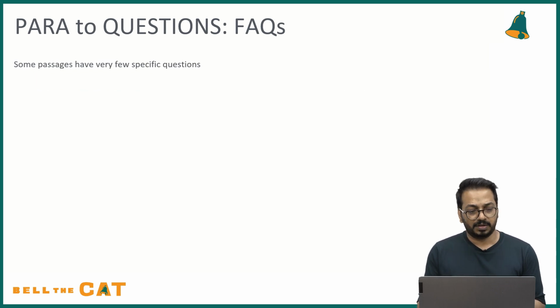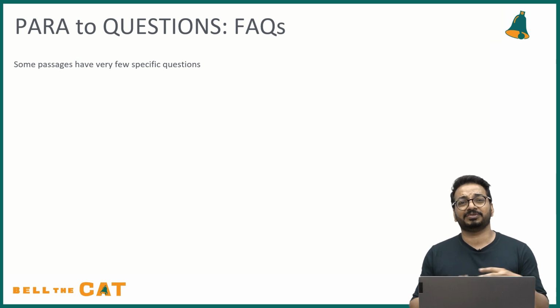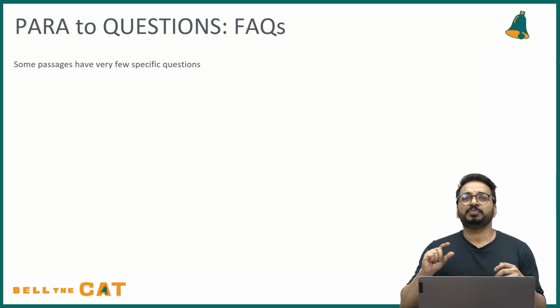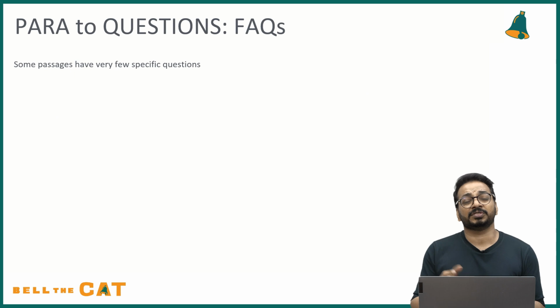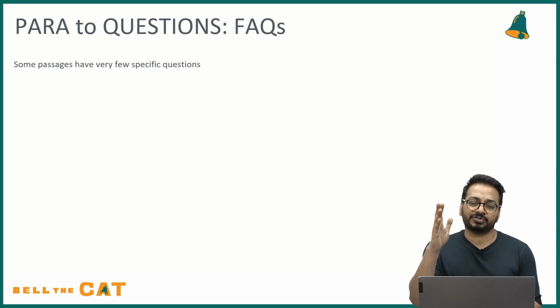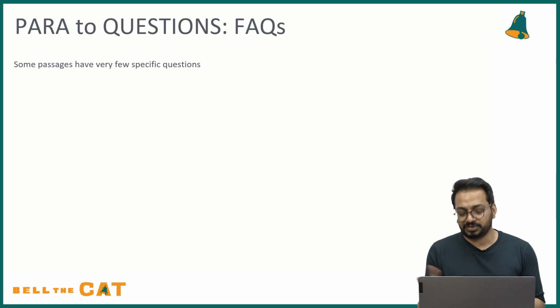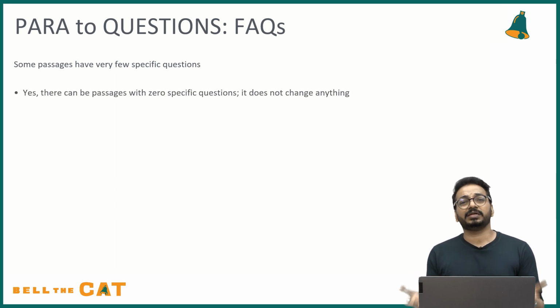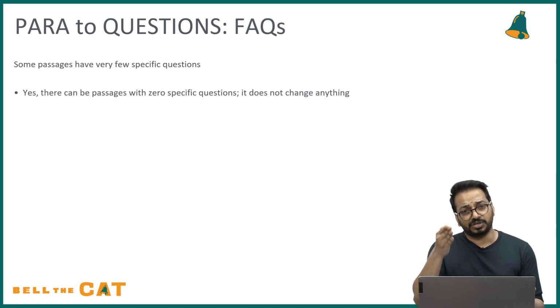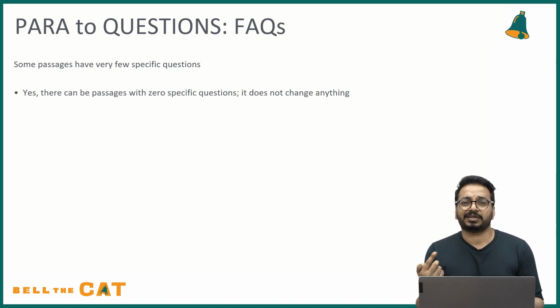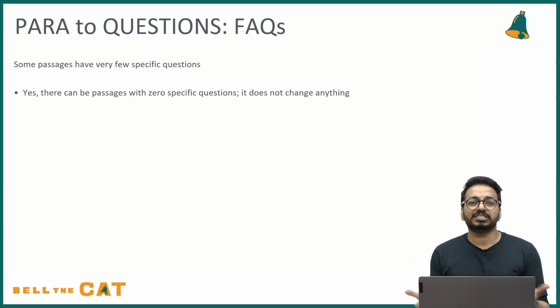Some passages have very few specific questions. See, one of the things I've noticed when discussing with students is people always talk about the exceptions. But sir, I have done some passages where there are no specific questions, all are generic questions, so para 2 questions does not work. Yes, there can be a passage with 0 specific questions, but what does it change? It does not change anything. You continue to do the traditional method only. Right when you read the first one, you know that achha, there are no specific questions, so it doesn't change anything.